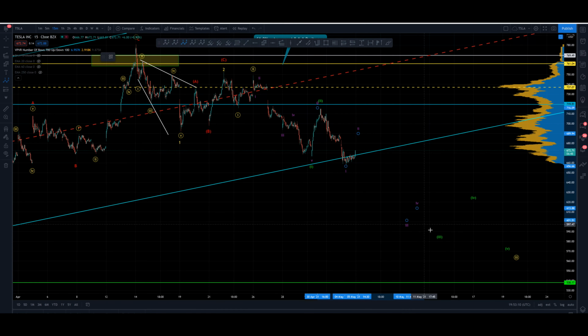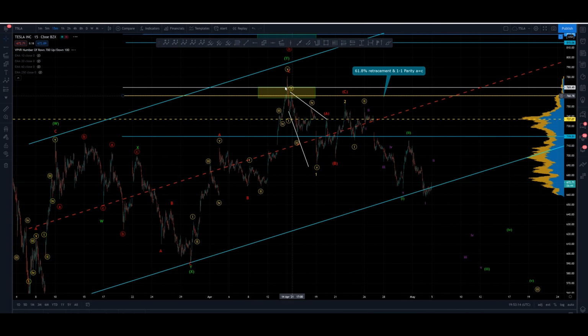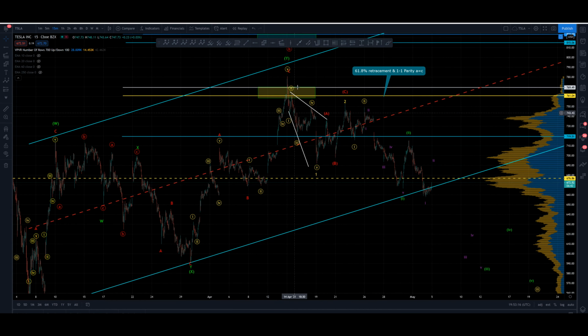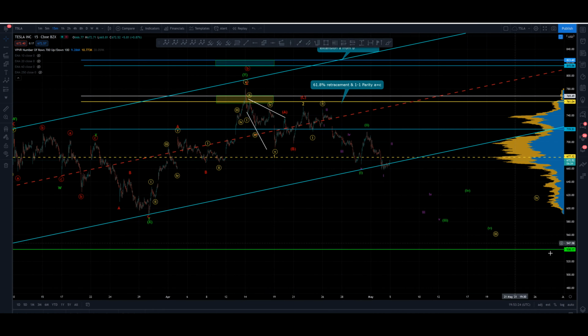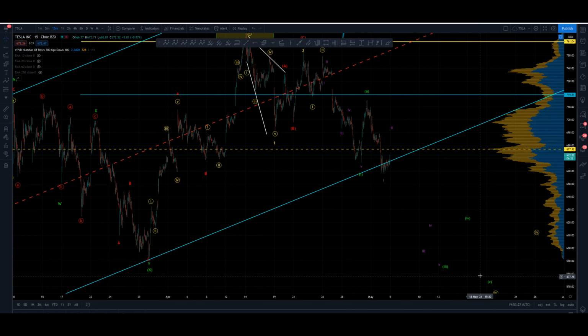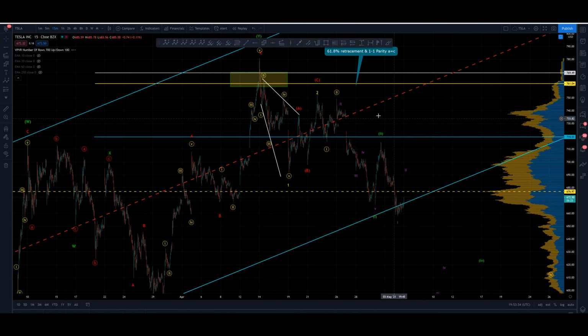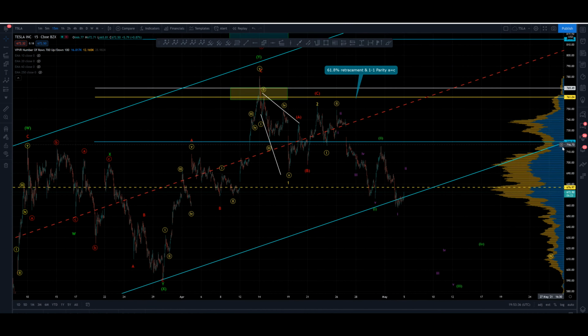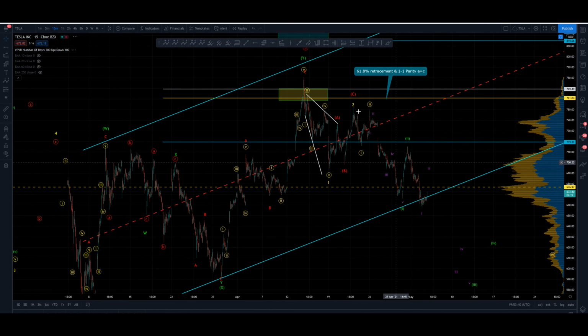So 3, 4, 5. So you can see the problem I'm getting here is I'm just getting 1, 2, 1, 2, 1, 2 building up. Yes, it's possible that we're just building a huge extension in the 3 to flush down violently. But yeah, we're getting a series of impulsive waves, but it could be countered a lot easier than this, which would be the continuation of a correction. So we're going to talk about that in a minute.